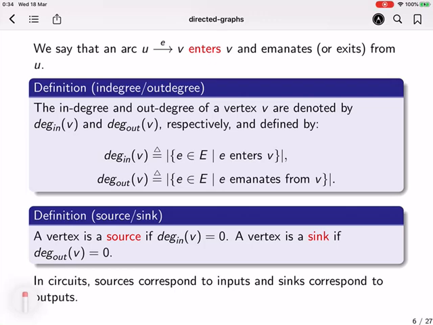Now, if a vertex has an in-degree which equals 0, we call it a source, because this is where things are coming from. If a vertex has an out-degree of 0, we call it a sink, because you can't get out of it. Why do we need this terminology? Because in digital circuits, sources correspond to the inputs and sinks correspond to the outputs. We'll talk about that later.